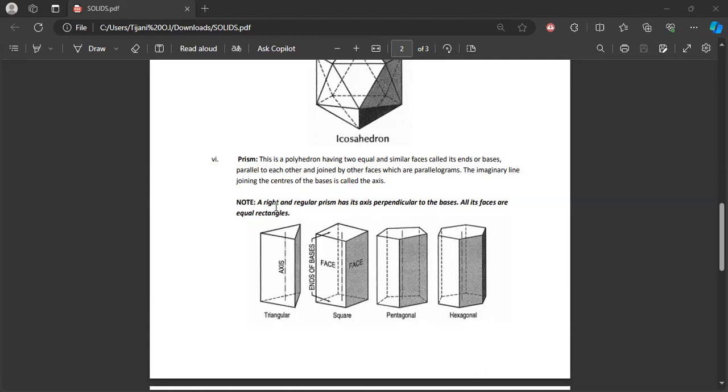But there's a note that I said here, that a right and regular prism has its axis perpendicular to the base. All its faces are equal rectangles. So what am I saying here? That a line drawn from the upper face to the lower face, we call it the axis, as you can see here. So we also have it here, here too, and here. So let's take note of that. And each of the remaining faces is a rectangle. Let's take note that we name the prisms based on the shape of their cross section, or their bases, or their ends. So that is all about prisms.